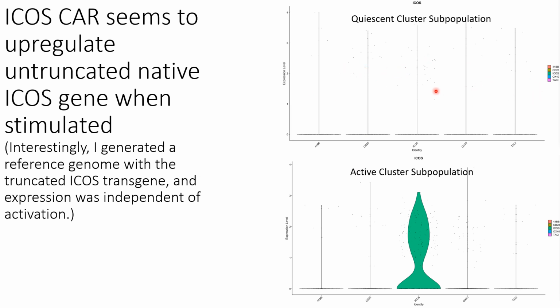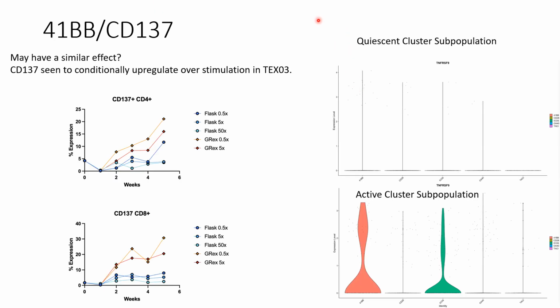And just out of curiosity, I also aligned the truncated ICOS transgene, and it seemed like this endogenous, full transcript ICOS is completely independent of the actual CAR gene expression. Now, just as a proof of concept that this isn't happening in other CARs, I was looking at the 4-1BB expression of the 4-1BB intracellular domain CAR, and to a lesser extent, you actually do see something interesting here, where the 4-1BB CAR and the ICOS CAR will upregulate the full-length 4-1BB transcript in response to antigen, or at least while it's expressing this active-like transcriptional state.